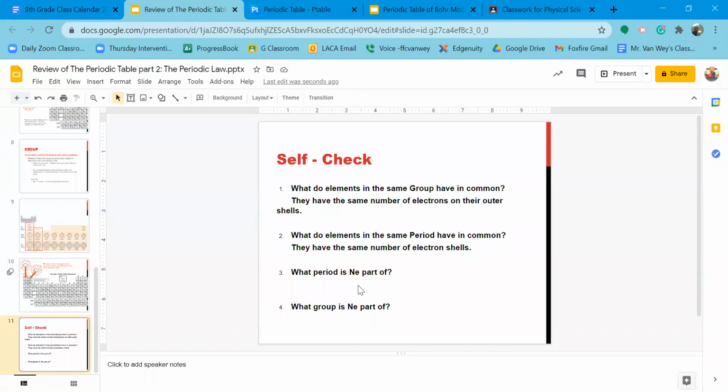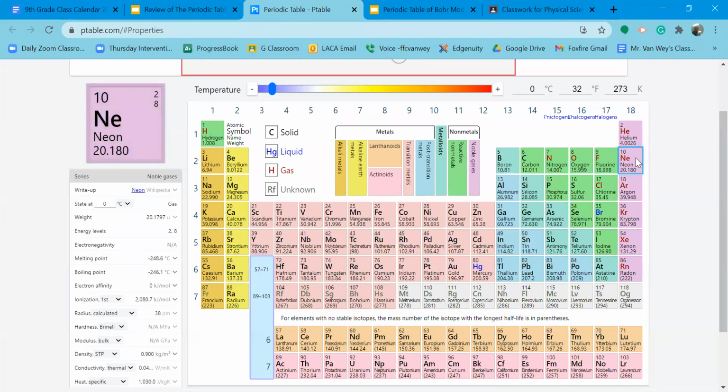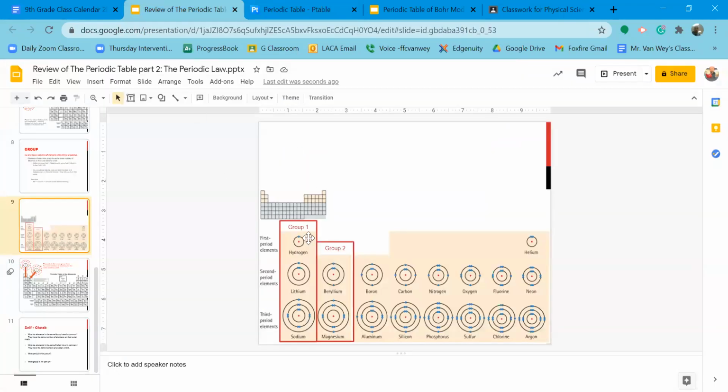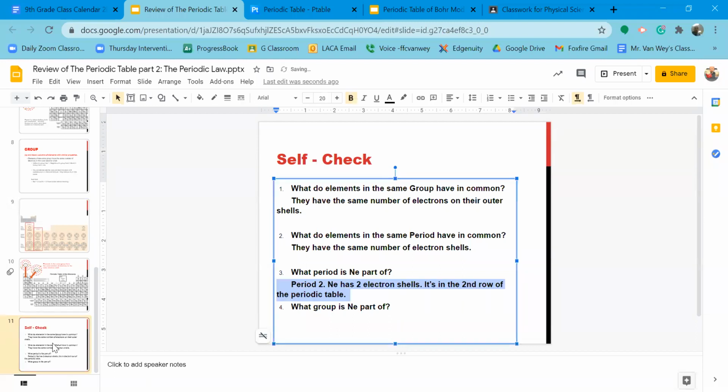Now, question 3 asks, what period is Ne a part of? So we'll look at Ne here. Ne is neon. Okay. So neon is right here. What group is it a part of? I'm sorry, what period is it a part of? It is part of period 2. It has 2 electron shells, so it's part of period 2. It has 2 electron shells, and it's in the second row.